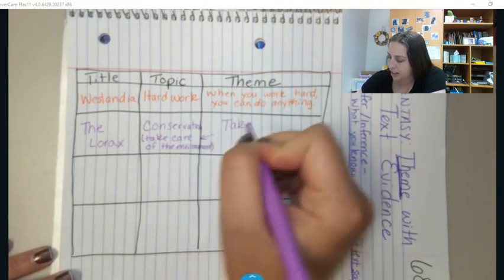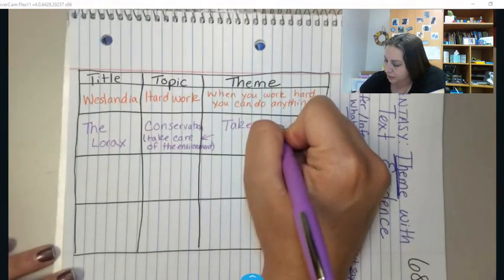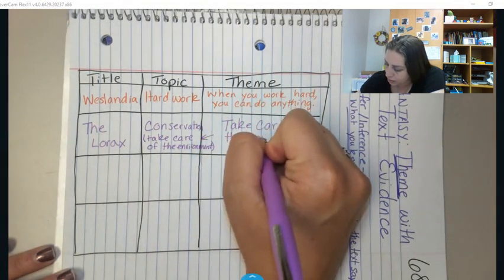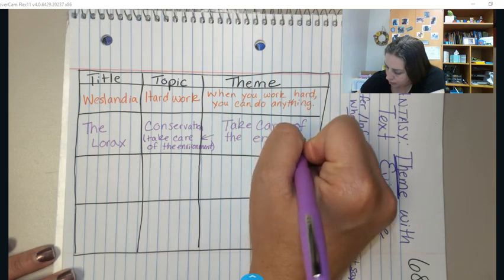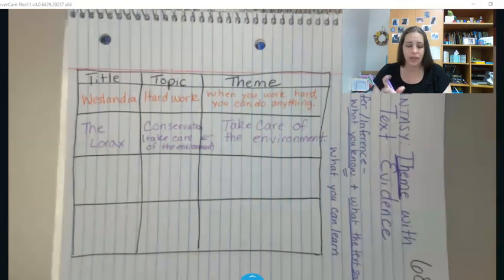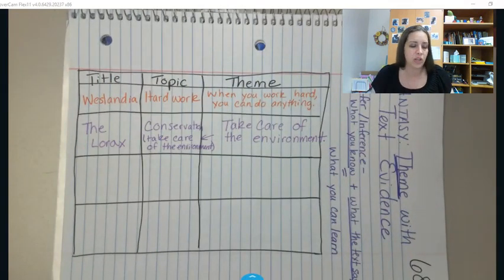Oh, hey, look, right there. Take care of the environment. So take care of the world around you, because we're only going to get one planet, and I'd kind of like to keep it doing well.